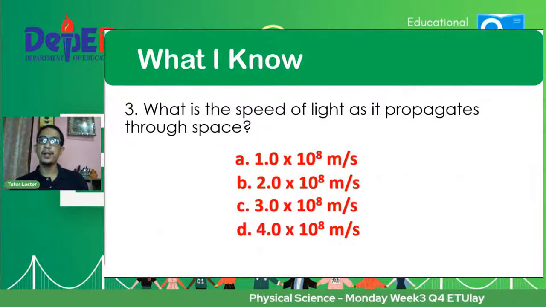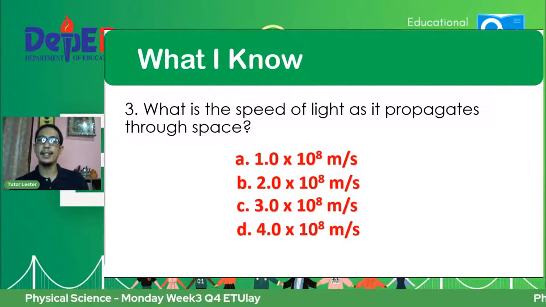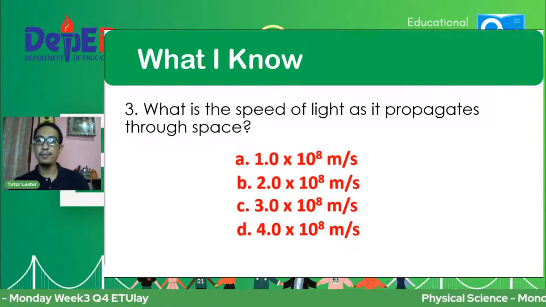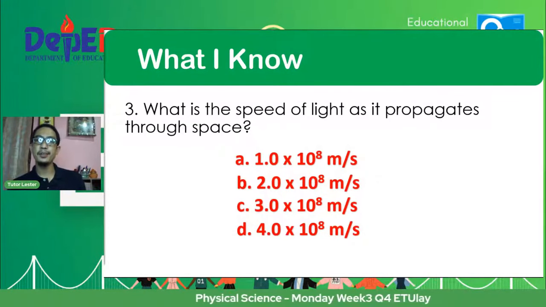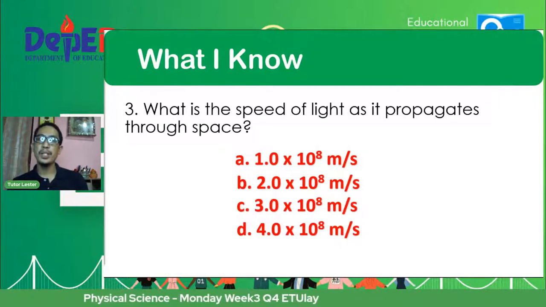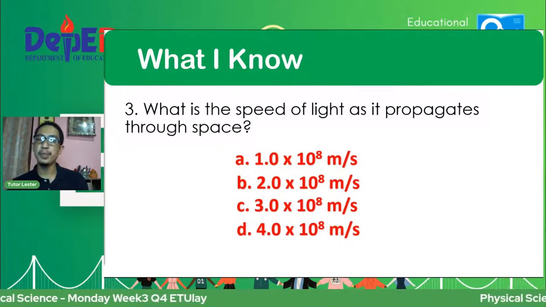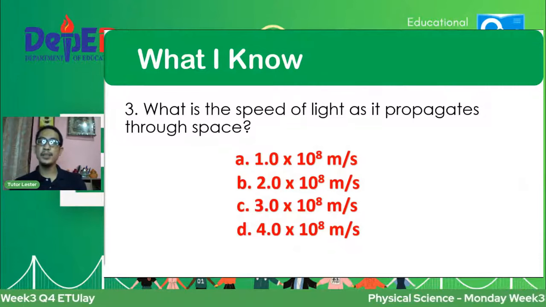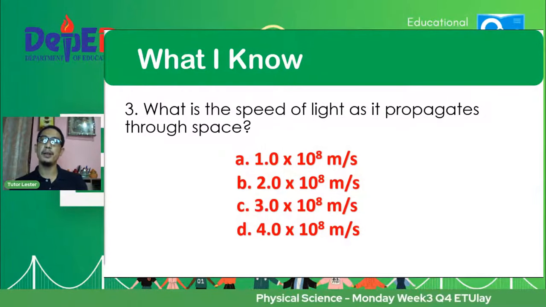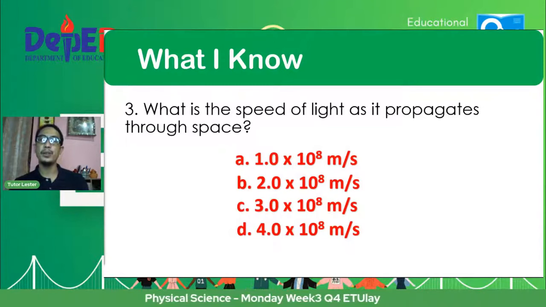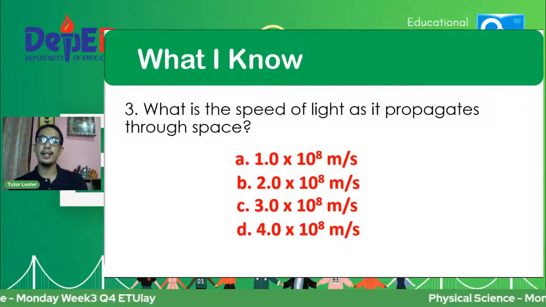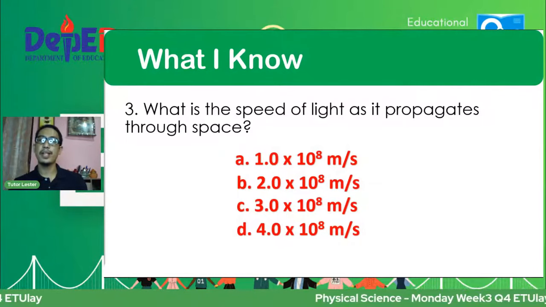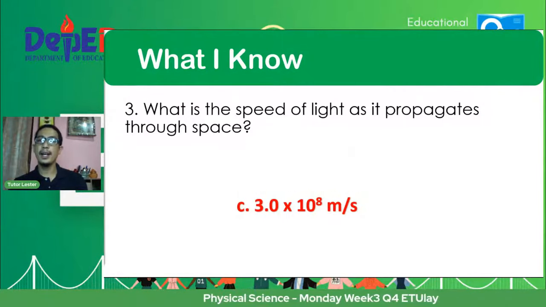Number 3. What is the speed of light as it propagates through space? A. 1.0 times 10 raised to the 8 meters per second. B. 2.0 times 10 raised to the 8 power meters per second. C. 3.0 times 10 raised to the 8 power meters per second. Or D. 4.0 times 10 raised to the 8 power meters per second. Tamang sagot po ay letter C.